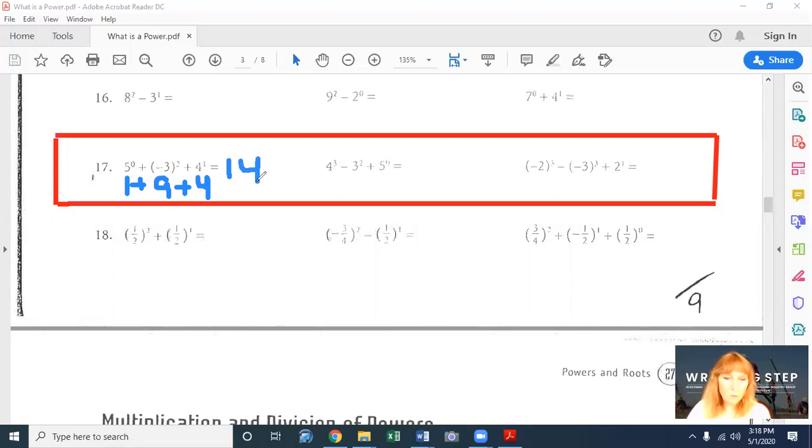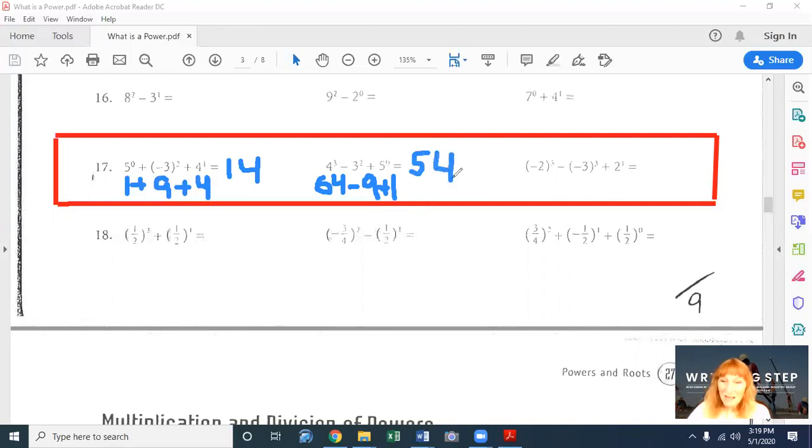Let's look at the second one in the middle here. 4 to the 3rd power, that's 4 times 4, that's 16. 16 times another 4, that's going to be 64, minus 3 to the 2nd power. 3 to the 2nd power is 9, 3 times 3. And then plus 5 to the 0 power. Don't be tricked. It's really what? 1. So we're adding 64 and we're subtracting 9 and adding 1. So basically we're 64 minus 10. So 64 minus 10 is 54.